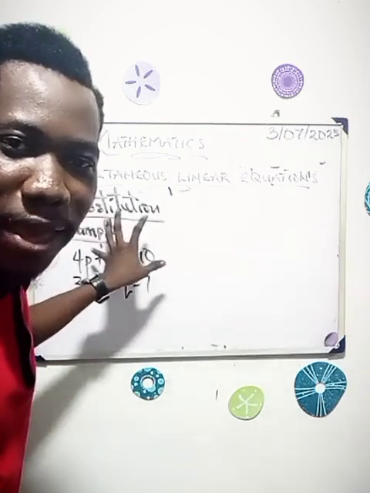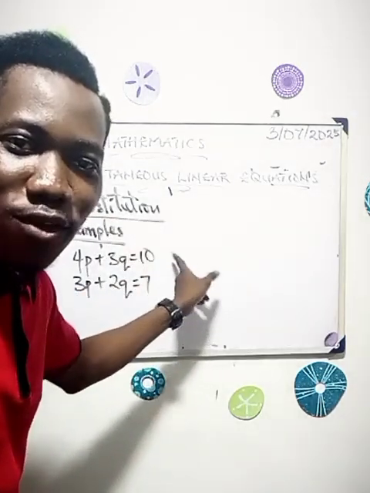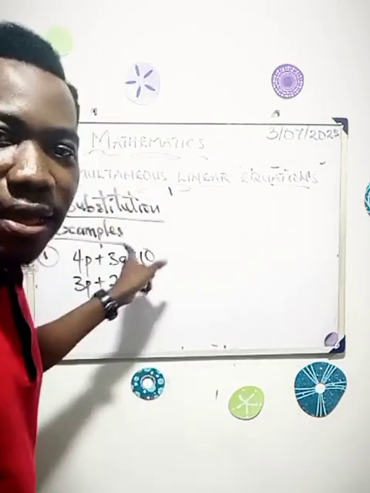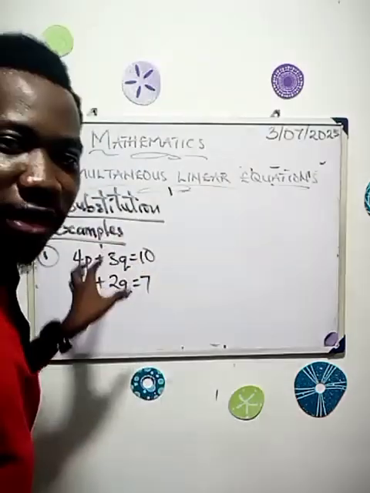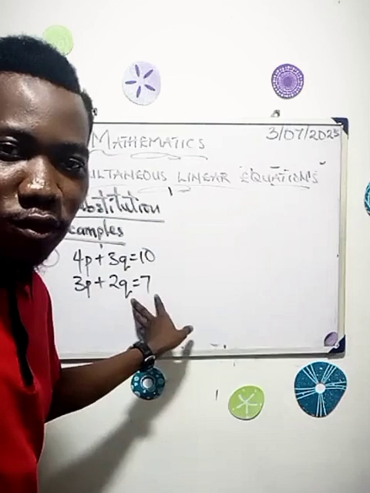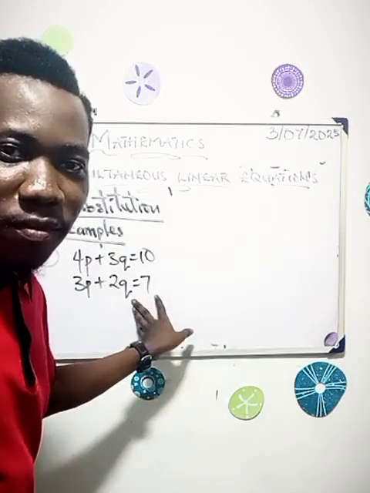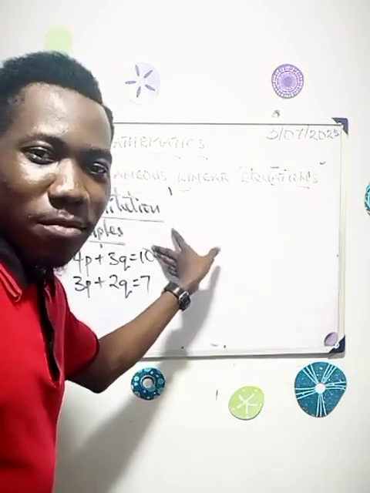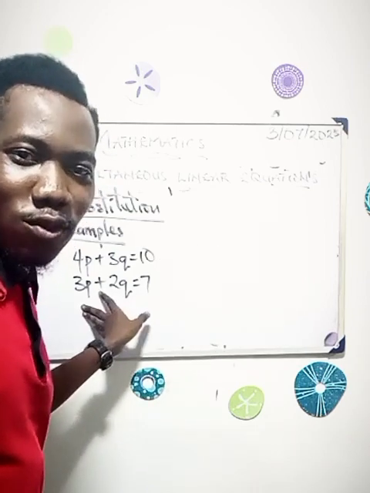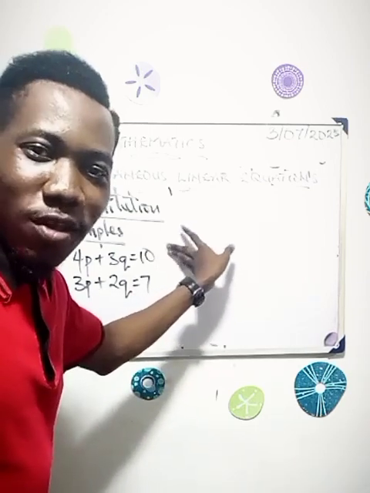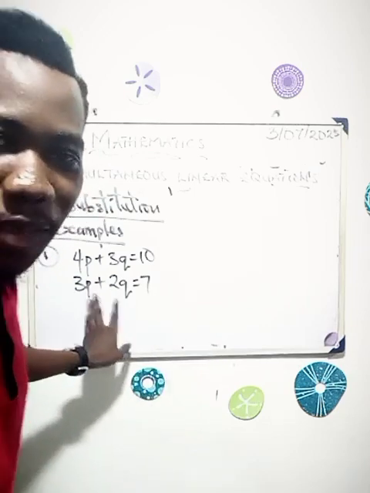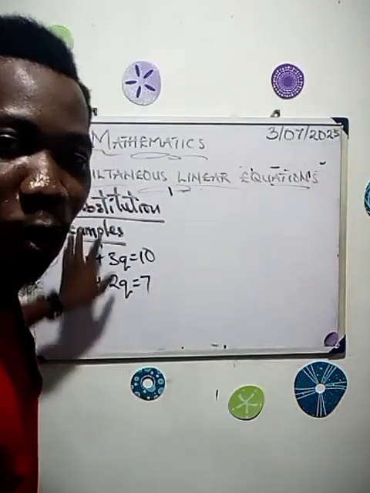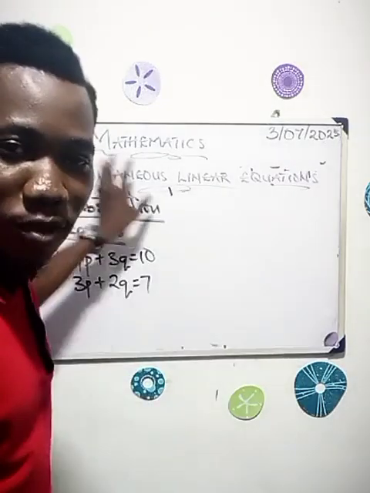You don't want to make P the subject of the formula in equation 1 and then insert it again into equation 1, no. Make P the subject of the formula in equation 1 and substitute that value into equation 2. Thank you, Ade. Or make Q the subject of the formula in equation 1, put it into equation 2. Or make P the subject of the formula in equation 2, put it into equation 1. That's what we call substitution, right?